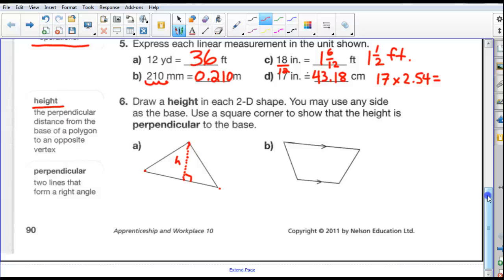For B, I've got a trapezoid. Okay, so I have the base. I'm going to assume that this is the base here, the longest side, and I want to go from the base 90 degrees straight up to a vertex. There's a vertex there, there's a vertex there. So I want to go exactly 90 degrees so that this is perpendicular, a 90-degree angle there, and now this would be the height of my trapezoid. Okay, so we need to know the heights of a triangle and a trapezoid when we're calculating area, because those heights are in the formulas. Okay, so remember, the word perpendicular means two lines that form a right angle.